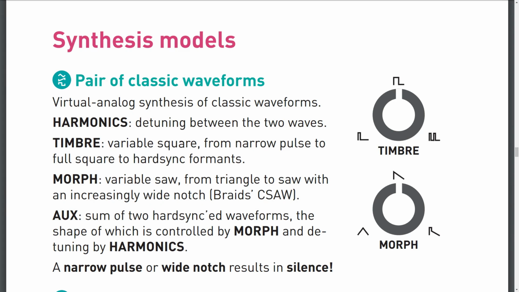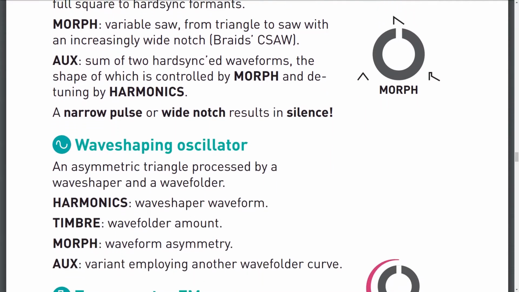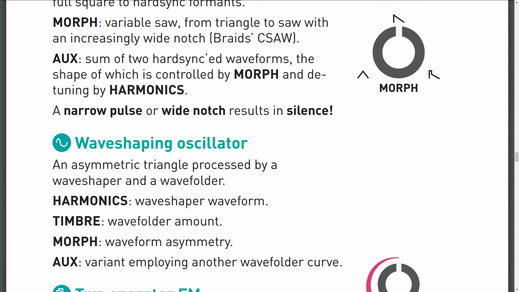Synthesis models. Pair of classic waveforms. Virtual analog synthesis of classic waveforms. Harmonics, detuning between the 2 waves. Timbre, variable square from narrow pulse to full square to hard sync formants. Morph, variable saw, from triangle to saw with an increasingly wide notch.